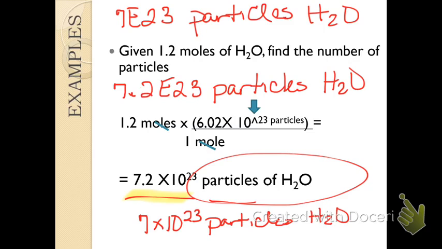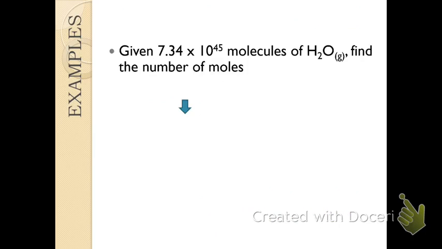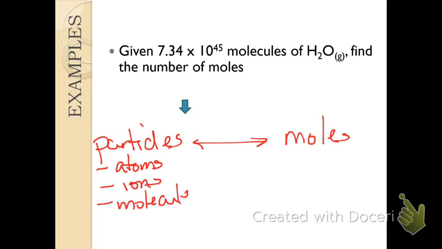All right? Now, let's do one more example. Given 7.34 times 10 to the 45 molecules of H2O, find the number of moles. So this time, I put my moles here and put my particles here. Well, it says molecules, but remember particles are atoms, ions, molecules, pieces.